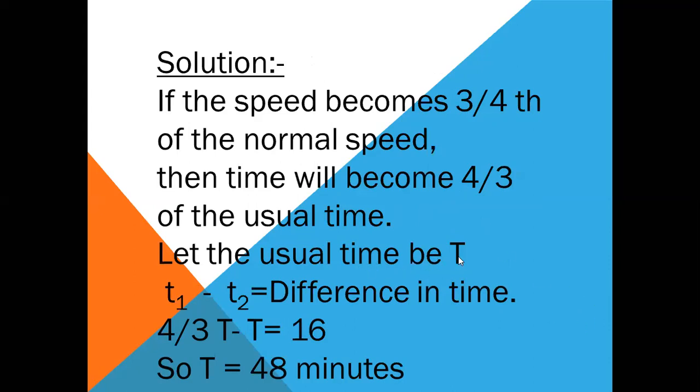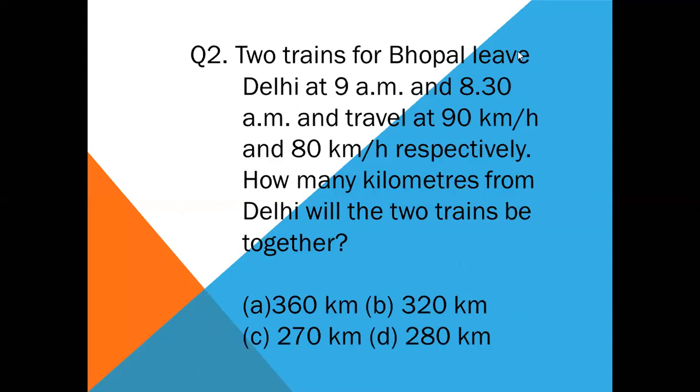So let the usual time be t. So I can say T1 minus T2 is the difference in time. So the first time is 4/3 t minus the second time t, that is equal to 16. If you solve that, you will get t equal to 48 minutes. Okay. So let's move on to the next question.